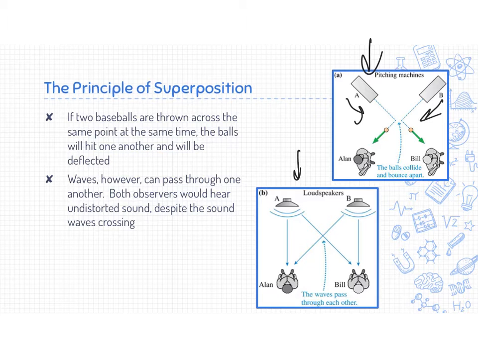If I have two loudspeakers, sound waves can travel through the air and interfere with each other, but then they pass through each other as if nothing ever happened. So both observers in this case would hear undistorted sounds despite the sound waves crossing. That is the concept of what happens when waves interfere, and we'll get into superposition.